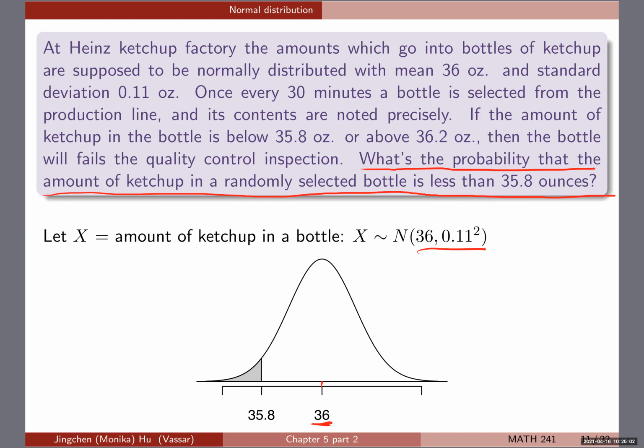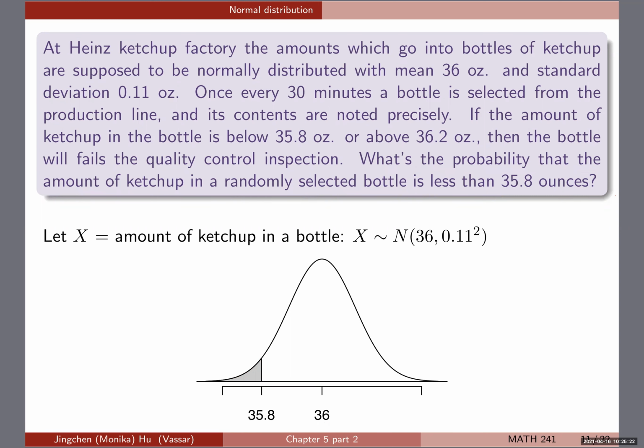Okay. So this line, let's just say 35.8. And we do a shaded area of the probability that we're trying to compute. So this is what I mean by it's very important, and useful, to do a sketch so you know what exactly you're computing. Okay, all right, so keep this in mind.